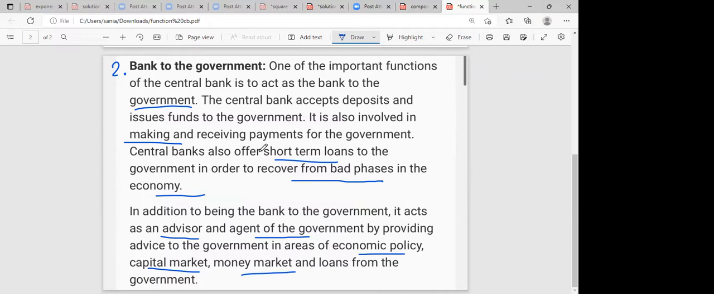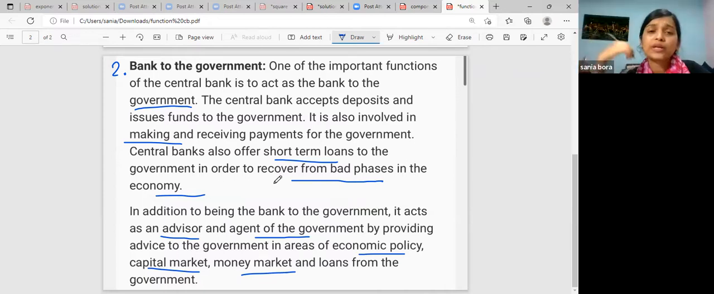Yes, ma'am. So you can get the question: how can you say that the central bank is a bank to the government? Because of these functions: first, it provides loans, plus it provides short term loans, plus it accepts deposits and issues, and all that. Plus, apart from this, it also works as agent and advisor to the government. Whenever the government makes economic policy in the capital market, money market, loans and all that, the central bank advises the government. That's why it is known as bank to the government.